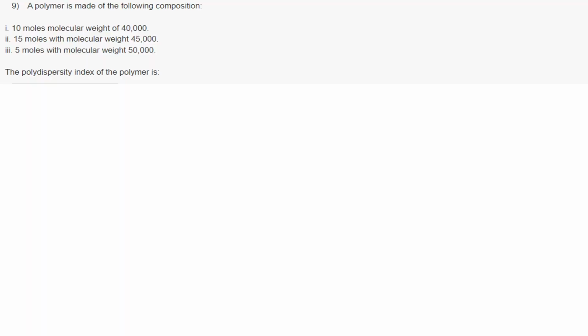Okay, so let's read the next question. A polymer is made up of the following composition, where we have 10 moles of molecular weight 40,000, 15 moles with molecular weight 45,000, and 5 moles with molecular weight 50,000. What is the polydispersity index of the polymer? Do you guys know about the concept of polydispersity index?